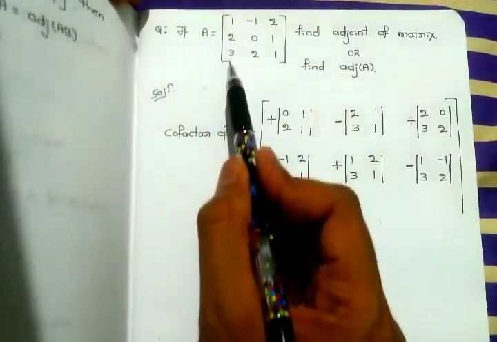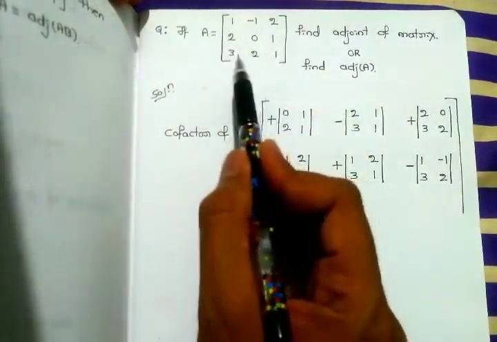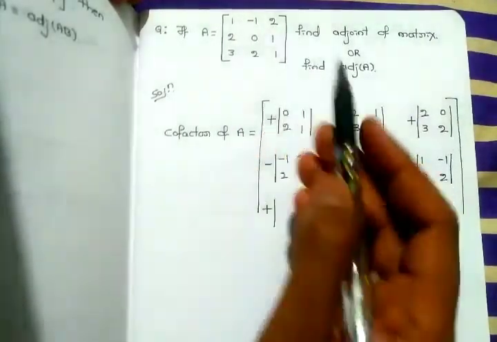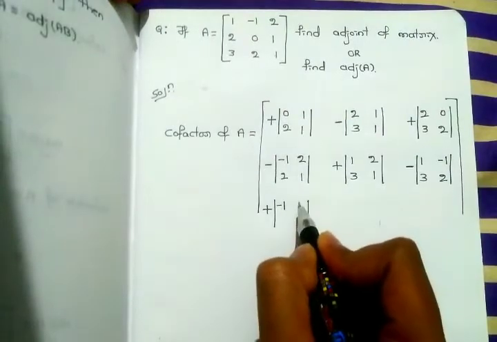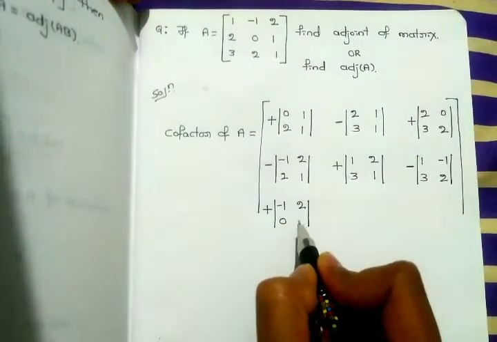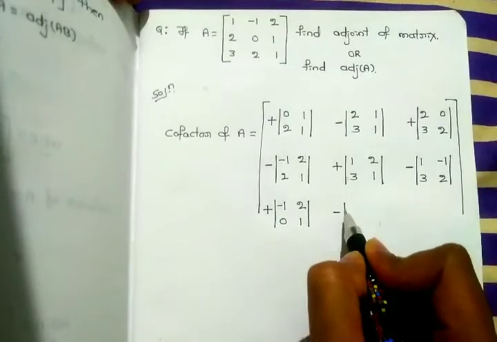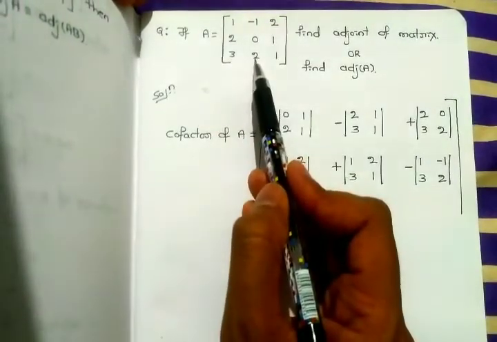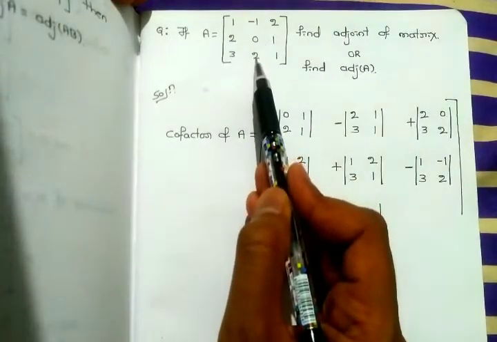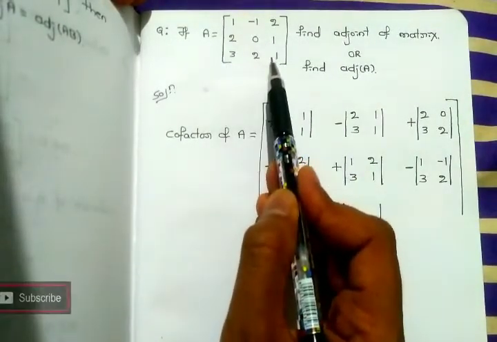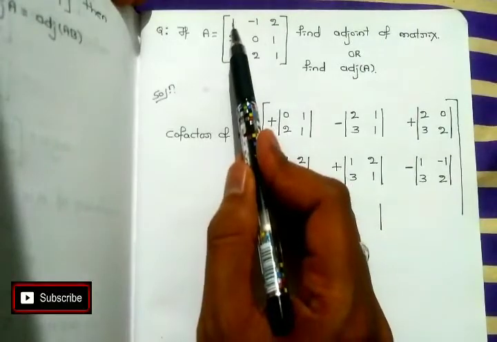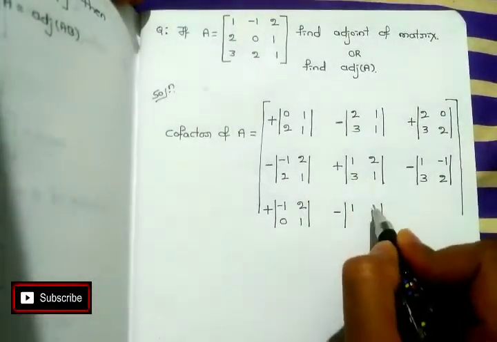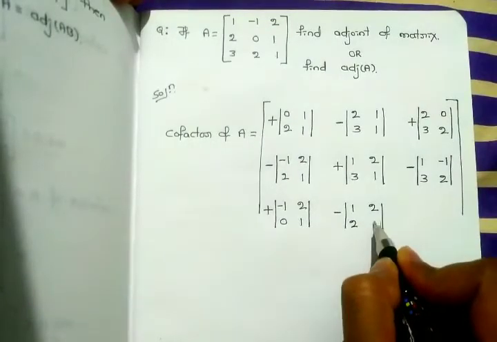3. So delete the particular column, delete the particular row. Remaining elements: minus 1 2 0 1. So minus 1 2 0 1. So next is a negative sign. The next eighth element is 2. Delete that particular column, delete that particular row. If I delete these two, the remaining element is 1 2 2 1. So 1 2 2 1.